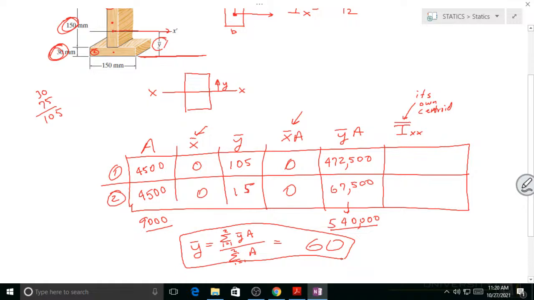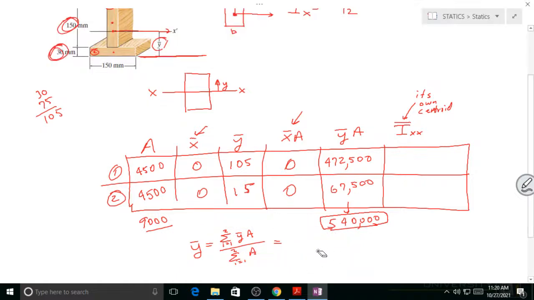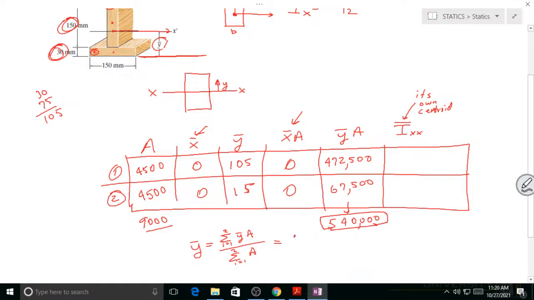Okay. Get the 60 again. What did you do to get the 60? I took this 540,000 divided by 9,000. So, yeah, I could go in and do an extra step there. Here. That's not a touch screen. 540 divided by 9,000, and that was 60.